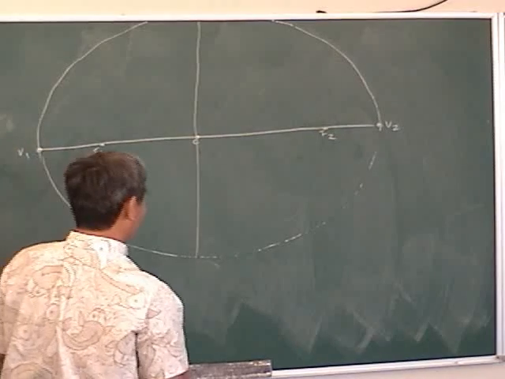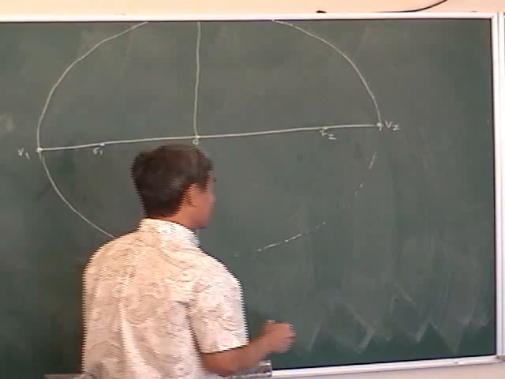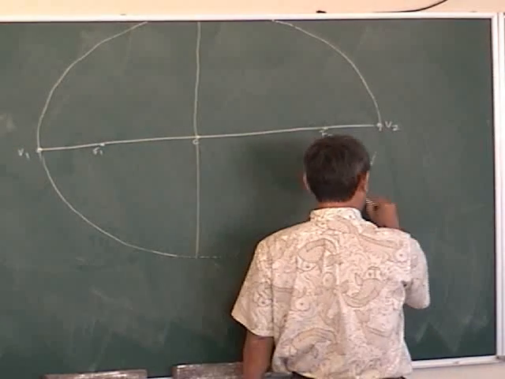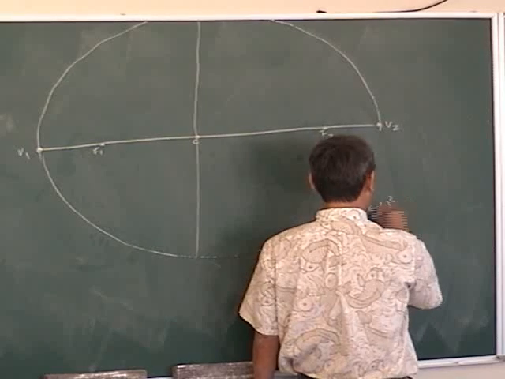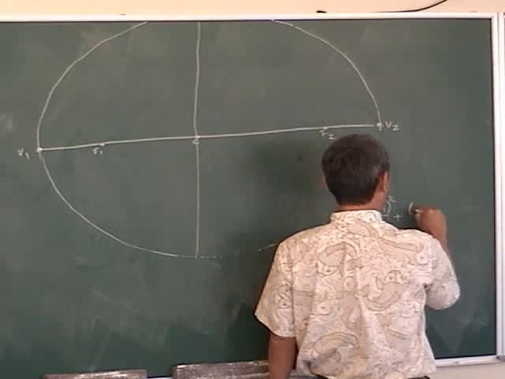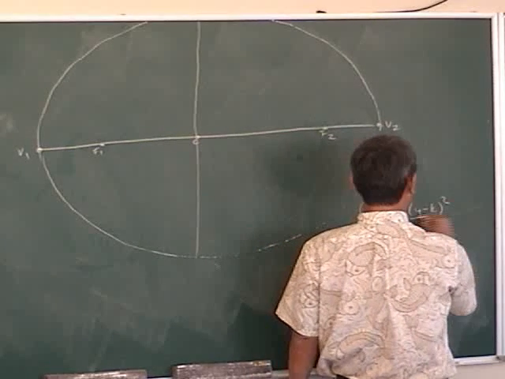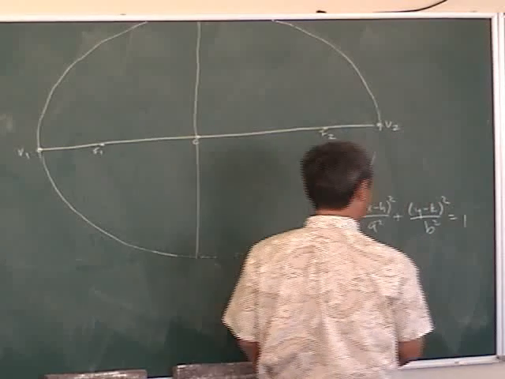Okay, now, the standard equations of ellipses are this. They're in your notes, right? X minus h squared over a squared plus y minus k squared over b squared is equal to 1.